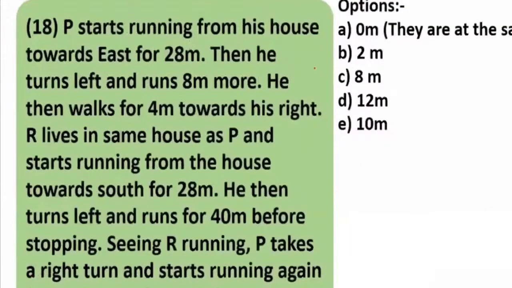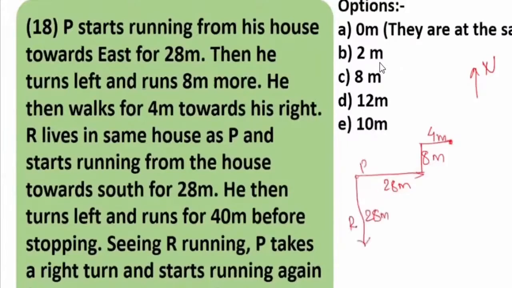P starts running from his house towards east, so it is a direction sum. This is north. P starts running towards east for 28 meters, this is P. Then he turns left, runs 8 meters more, this is 8. He walks 4 meters towards his right, again goes 4 meters and leaves. R lives in the same house as P and starts running from the house towards south for 28 meters. R is running over here for 28 meters. He then turns left and runs for 40 meters. He runs 40 meters over here before stopping. R has come over here.